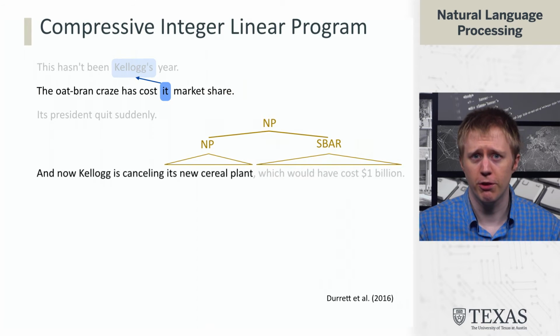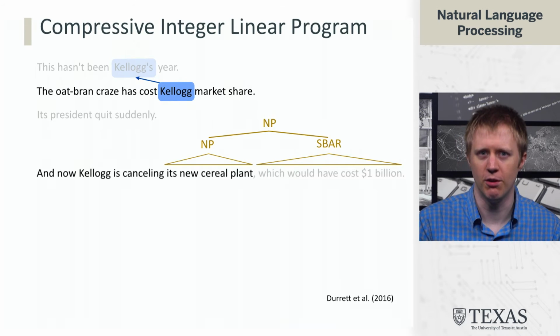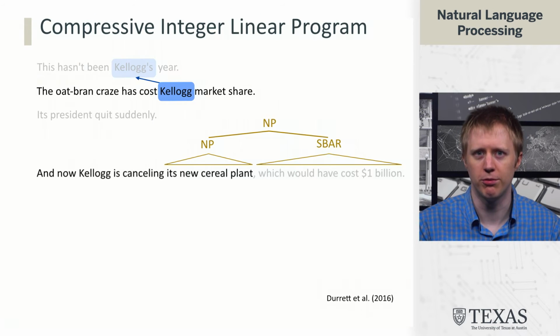In reality, it refers to Kellogg, and so what we should be able to do is rewrite this pronoun and give us the summary: the oat bran craze has cost Kellogg market share, and now Kellogg is canceling its new cereal plant. That at least makes it clear what we're talking about from the first sentence of the summary here.